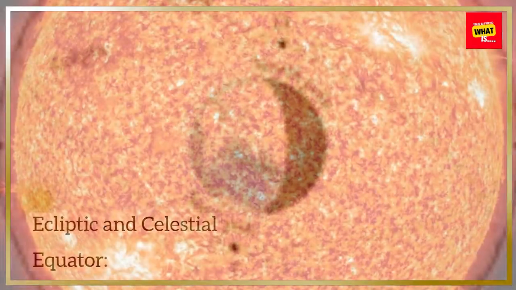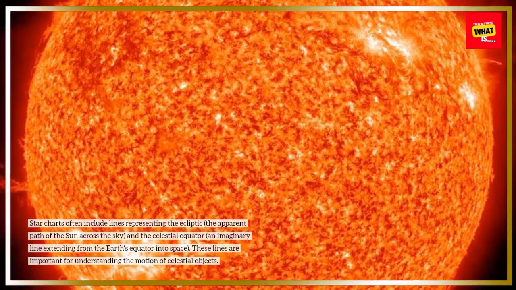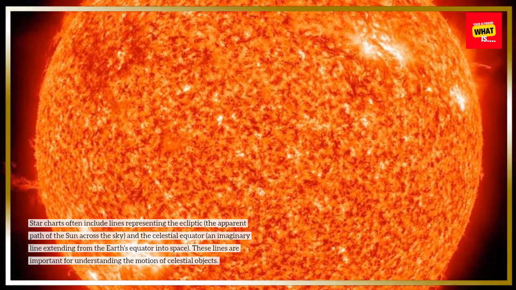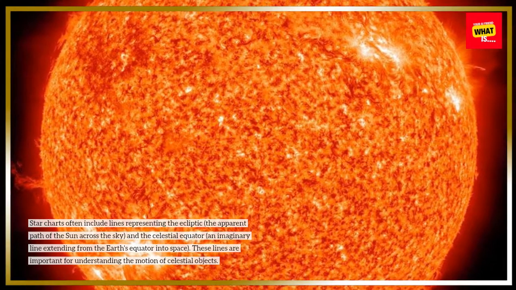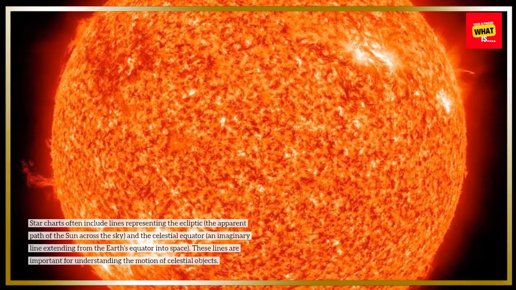Ecliptic and celestial equator. Star charts often include lines representing the ecliptic, the apparent path of the sun across the sky, and the celestial equator, an imaginary line extending from the Earth's equator into space. These lines are important for understanding the motion of celestial objects.